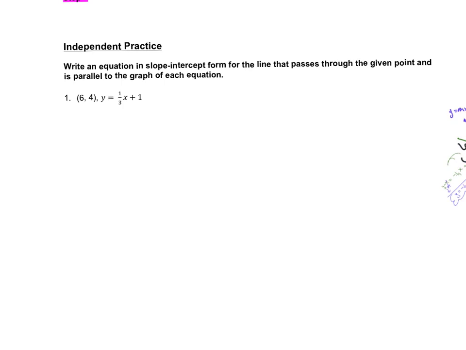So when you're trying to figure out the equation of a line that is either parallel or perpendicular, your job is to figure out what the slope of the new line will be, and then using point-slope form, plug it in and transform it to whatever form they're asking you to write it in.